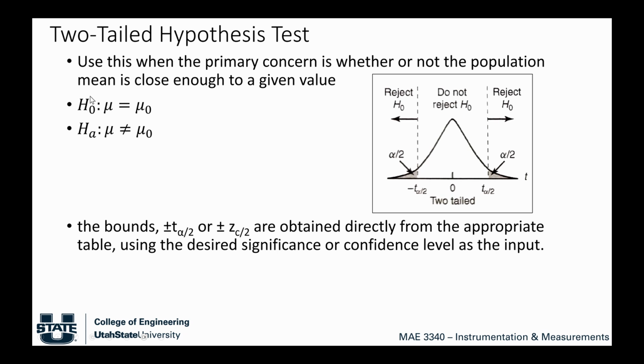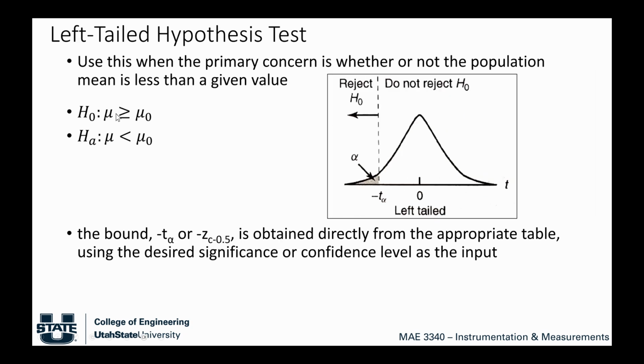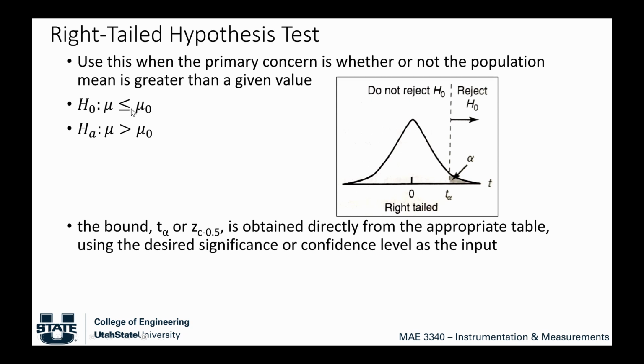So if our null hypothesis is equal to a value, that means we have to look at both sides of it. We have to look at the distribution on both sides. Whereas if we are greater than or equal to a set value, then we are looking at a left-tailed test. And if we're looking at less than or equal to for our null hypothesis, we're looking at a right-tailed test. Everything else is the same, but now our null and our alternate hypotheses are looking at the entirety of the left-hand or the right-hand side.